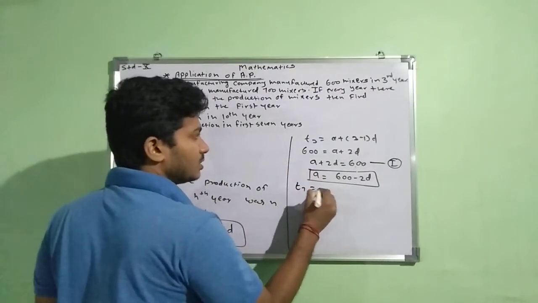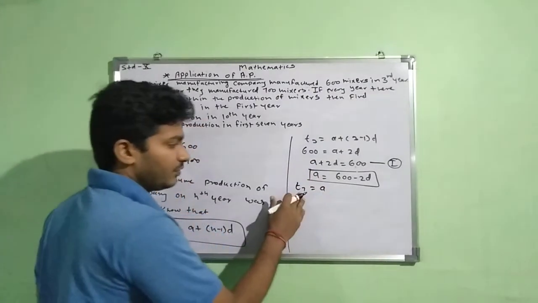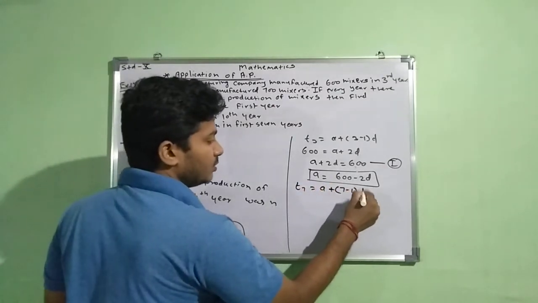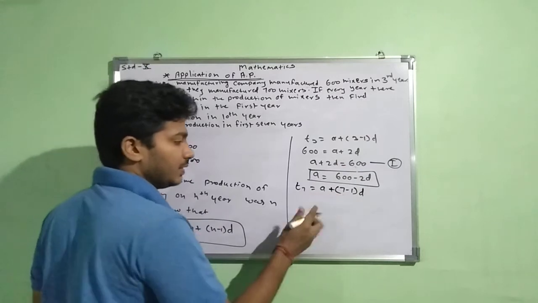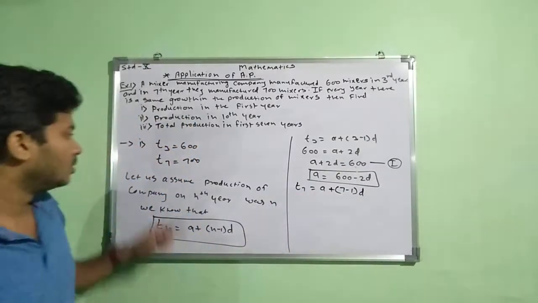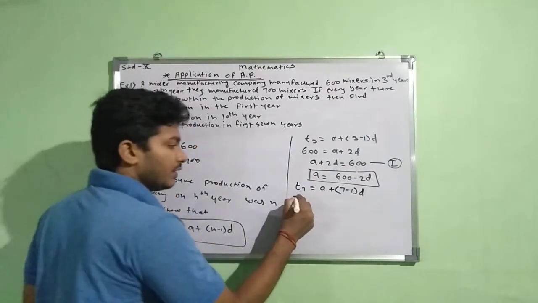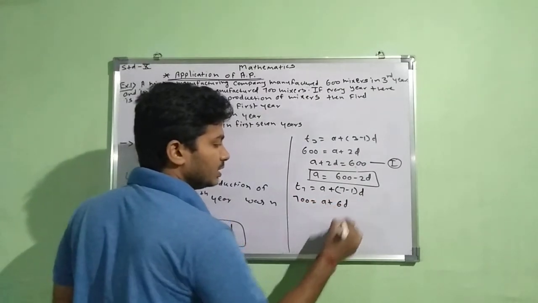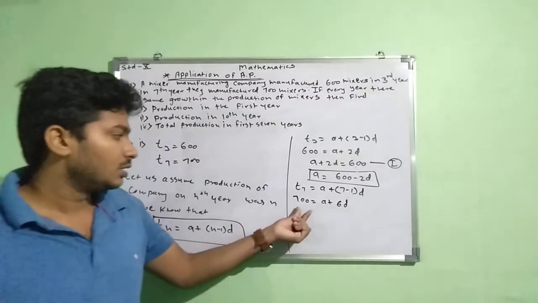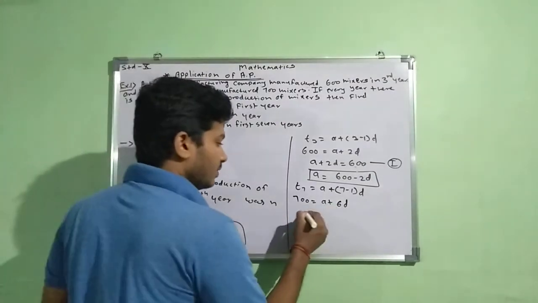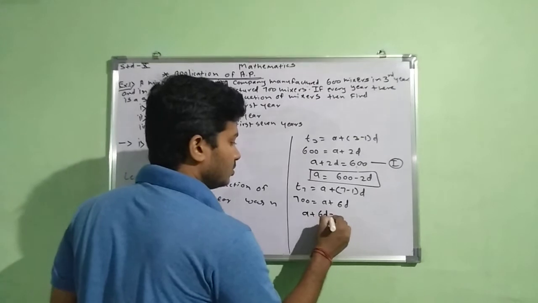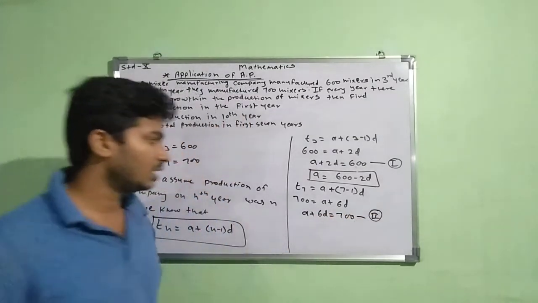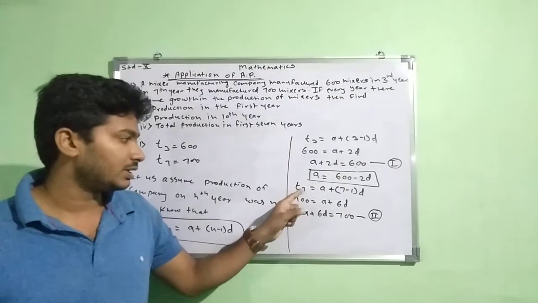T7 is equal to the production for the 7th year, A plus 7 minus 1 into D. Here we will substitute the value of n as 7. T7 we know, which is 700. So we substitute that value: 700 is equal to A plus 7 minus 1, which is 6, into D. So here we got 700 is equal to A plus 6D. We can write it as A plus 6D is equal to 700, and we make that equation number 2. We got the second equation from T7.